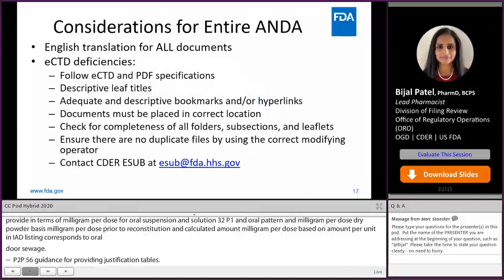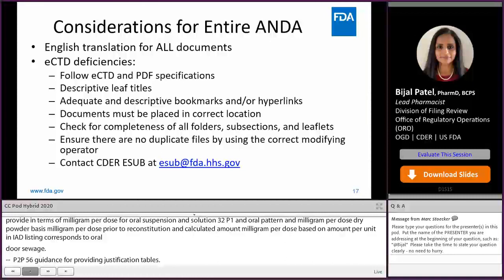Okay, so the last set of tips I would like to provide would be applicable to the entire ANDA. So please ensure that English translations are provided for all documents in your ANDA submission. Also, documents in your ANDA submission should follow eCTD and PDF specifications. Ensure that the leaf titles are descriptive, there are adequate and descriptive bookmarks, and hyperlinked table of contents are provided.